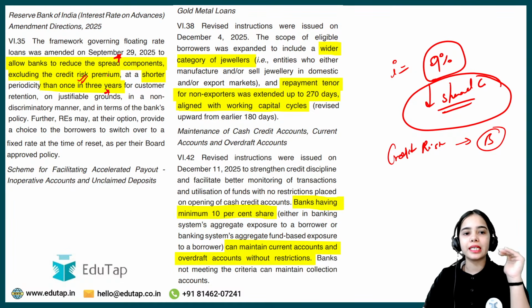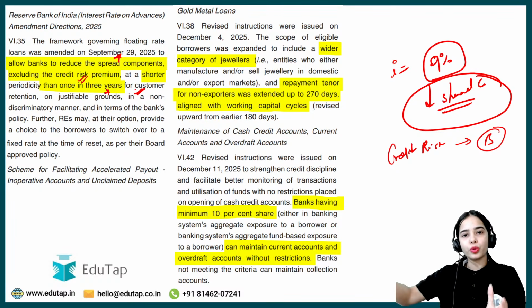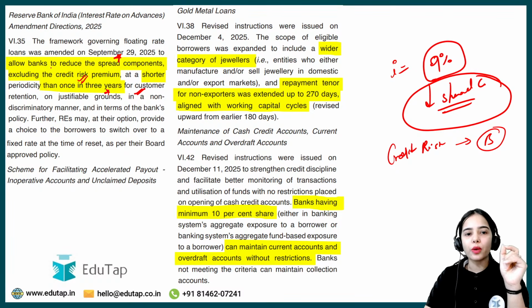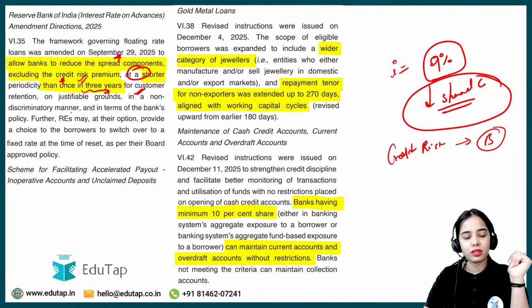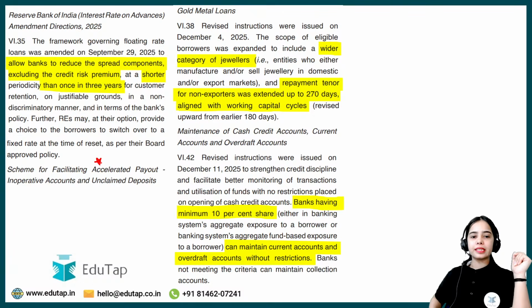But now it has been said that for customer retention, if the banks want to retain their customers and do not want the customers to go to other banks, banks are allowed to reduce their spread component at a shorter periodicity than once in 3 years. That is the idea. Now, next is the scheme for facilitating accelerated payout in inoperative accounts and unclaimed deposits.